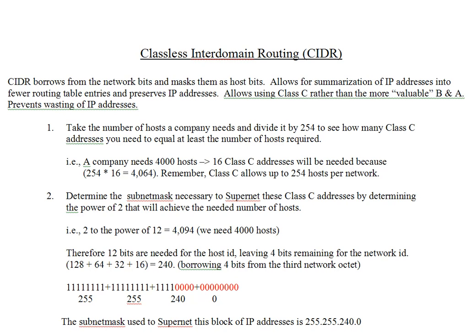You figure out then the decimal value of those binary bits that remain. And if you recall from your binary to decimal conversions, the far left one in that third octet is equal to 128. Moving to the right, you've got 64 plus 32 plus 16. You've got 240 left for your network ID in that third network octet because you took 4 bits away. So your new subnet mask for supernetting is 255.255.240.0. That's a subnet mask you will use for a range of Class C addresses, 16 of them.